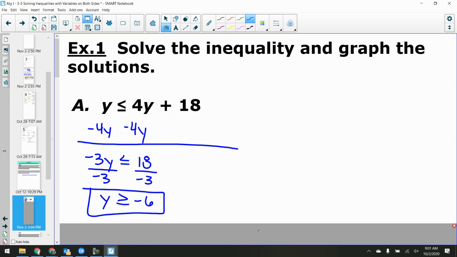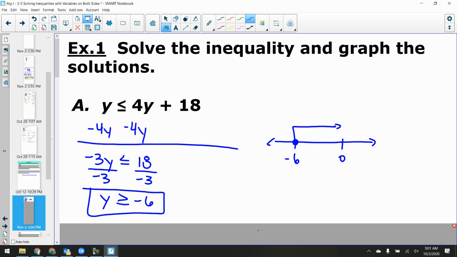Again, we graph the solutions. I'll show you one more time how it should look on your homework. You should have a 0 with your point. So I've got 0 and negative 6. Is it going to be an open or closed circle on negative 6? Closed circle. And then it's pointing to the right. That means that any number to the right of negative 6 would be a solution.